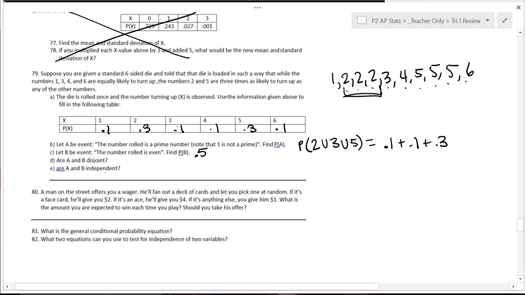Are A and B disjoint? That means, do they have an overlap, or are they mutually exclusive? And the answer to this is no, because 2 is in both. And if I wrote out the probability of B, even numbers would be a 2 or a 4 or a 6.